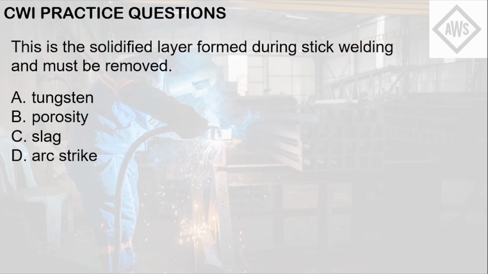So that leaves us with the answer, letter C, slag. Slag is the solidified layer formed during the SMAW process, enabling the molten weld pool of metal to be cooled and also to be shielded from the harmful effects of atmospheric gases.